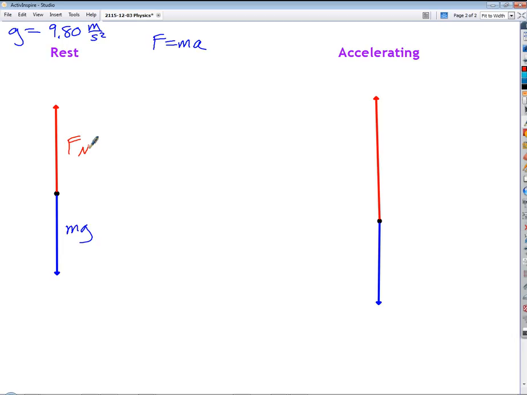They have to cancel each other out, don't they? Because what's the net force? Zero, because I'm not accelerating, right? So they must be equal in magnitude, right?